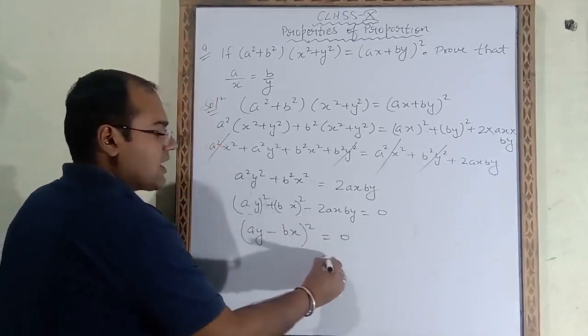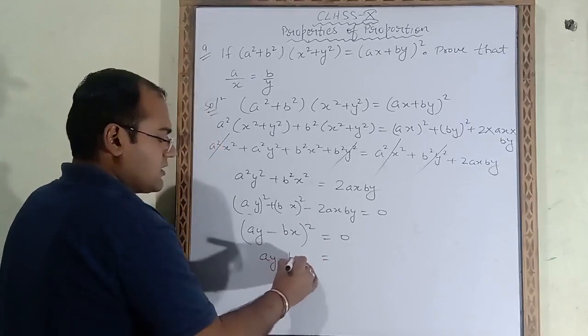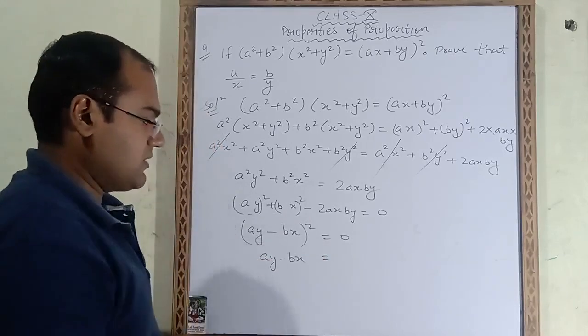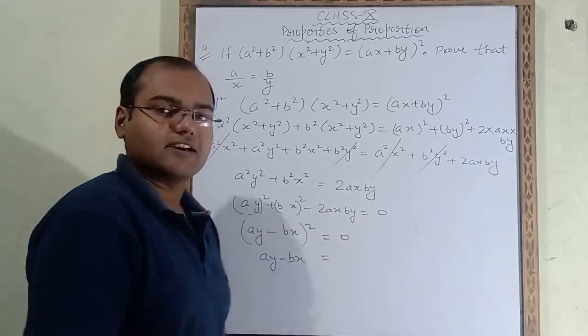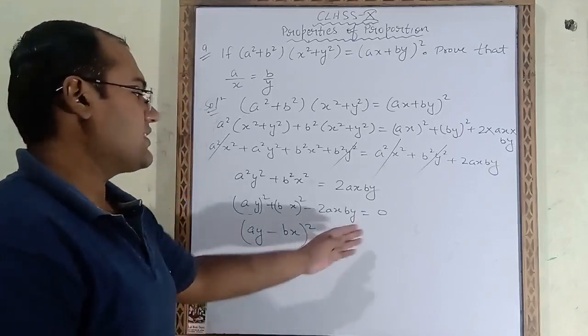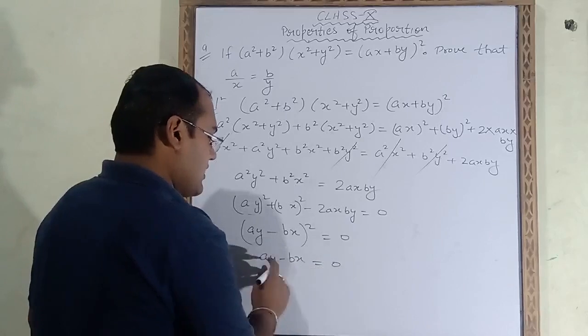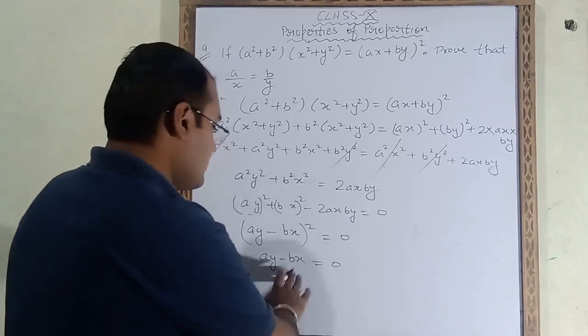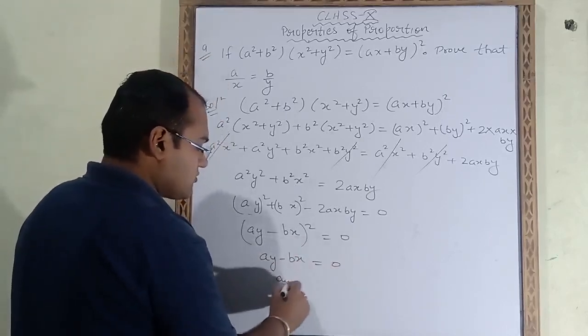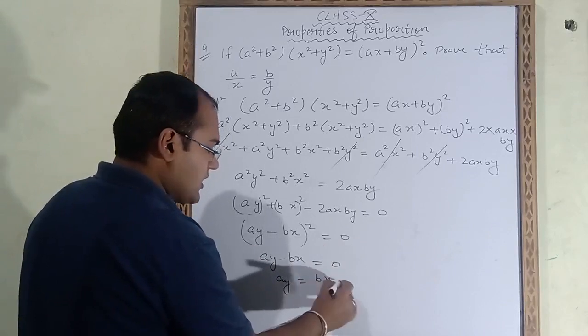When we remove this square, here it will be ay minus bx. When we remove this square, on the right side we have to take the square root, and the square root of 0 is 0. So we write here ay minus bx is equal to 0. Minus bx we bring to the right side. So this will become ay is equal to bx.